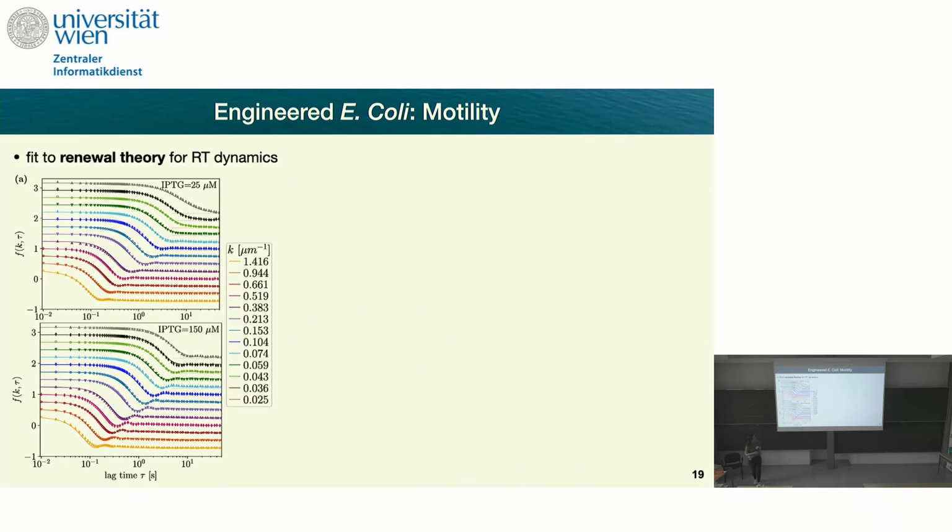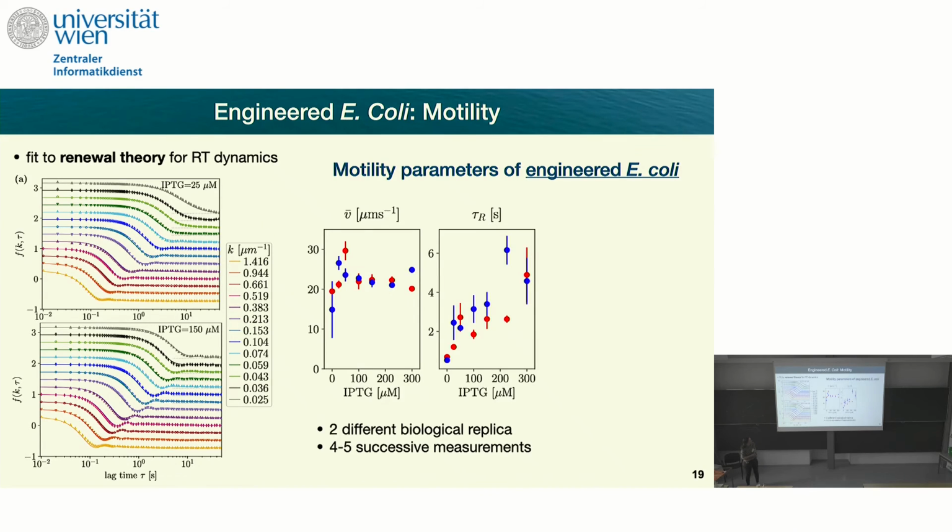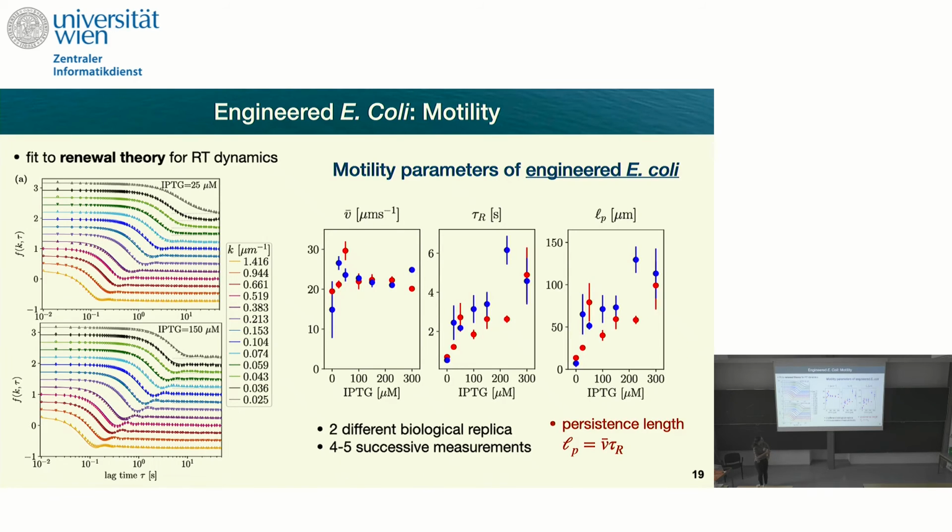And so we can do better than just looking at those curves. We can actually extract the motility parameters from the experimental data, and what we see is the following. We indeed find that the speed of the cells across different IPTG concentrations remains constant, but what does change is the runtime. So we can now tune the runtime as a function of IPTG, and it increases from roughly 0 to about 6 or 7, and then we can also look at the product of those two, and we see an increase of the persistence.